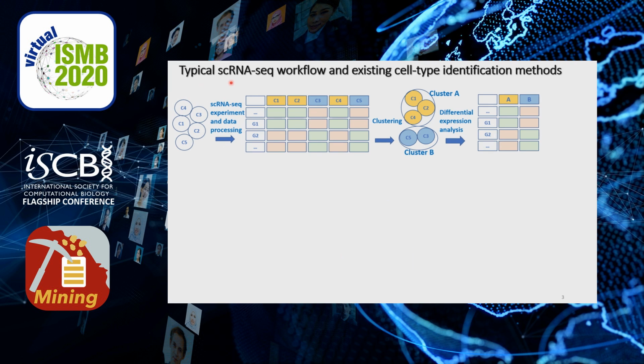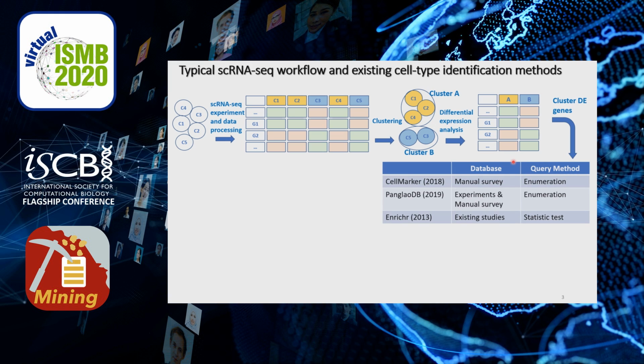A typical single-cell RNA sequencing workflow is as follows. Starting from a sample of cells, we do experiment and data processing to get a gene cell expression matrix, and we do clustering to cluster the cells with similar gene expression patterns, and we do differential expression analysis to get for each cluster differentially expressed genes, and we want to annotate for each cluster a cell type.